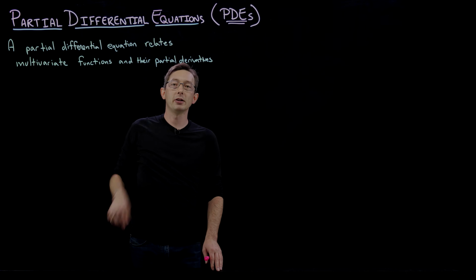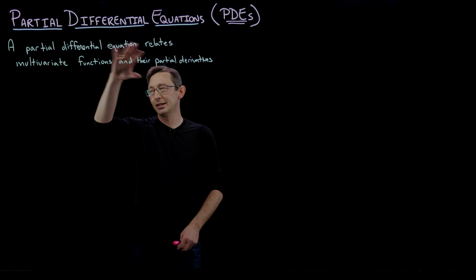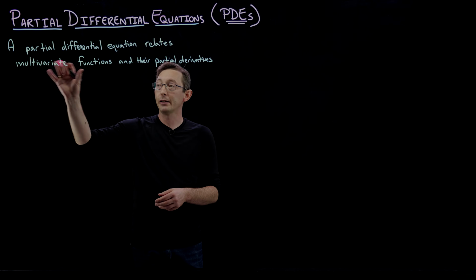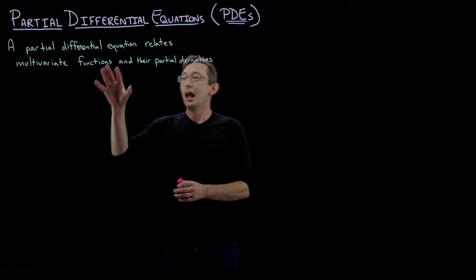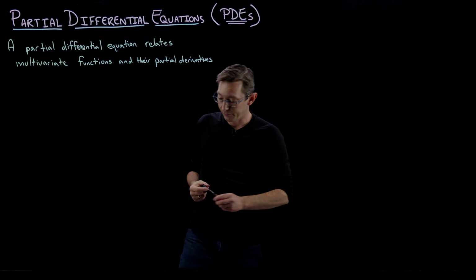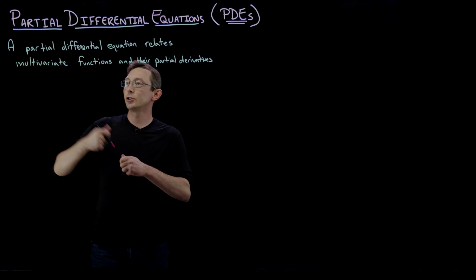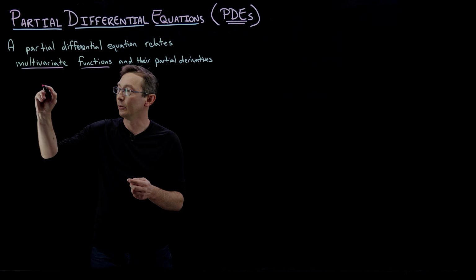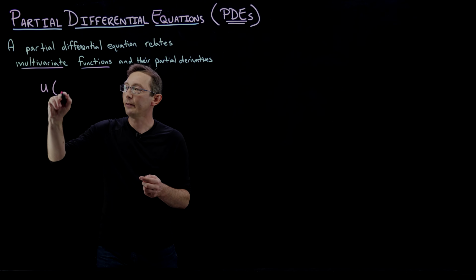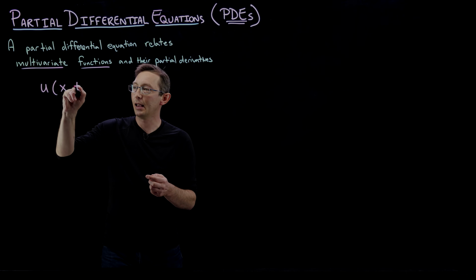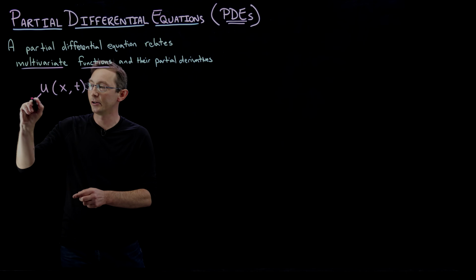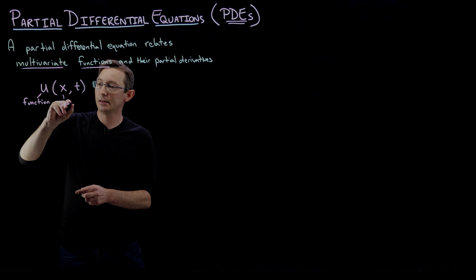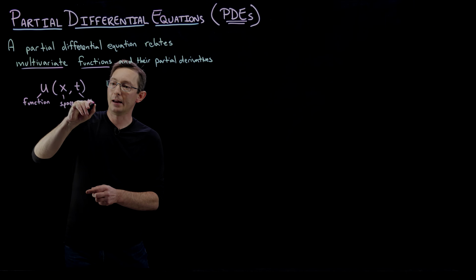So a partial differential equation, there's a definition here. It's essentially a set of equations in terms of a multivariate function u and its partial derivatives. The multivariate function u that I'm going to talk about is often a function of space and time. So this is my function. x is space, and t is time.